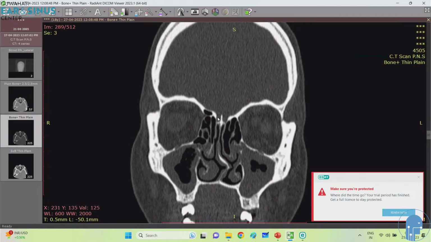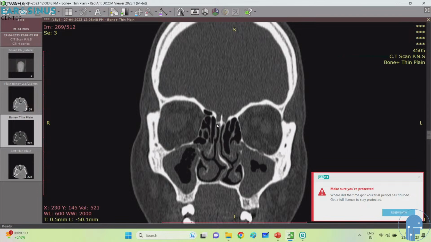Now we are coming to the type of skull base. This is the medial lamella, this is the lateral lamella, so this is the depth of the olfactory fossa. Keros has classified it into three types.